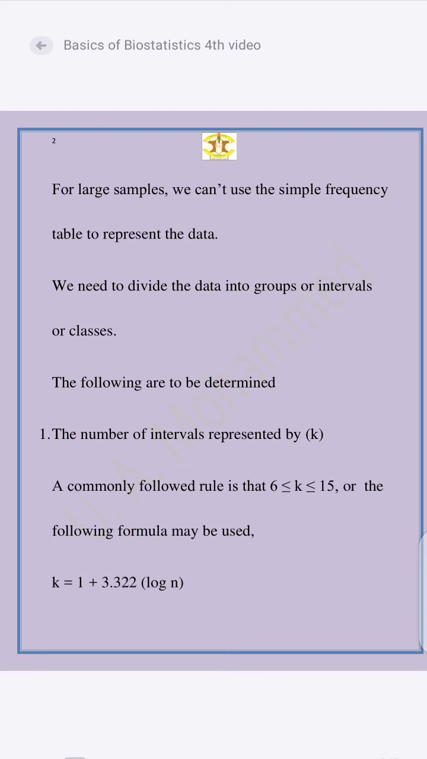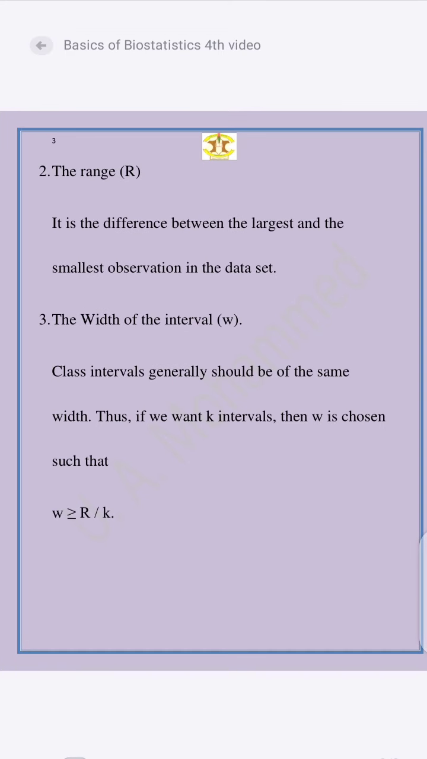The number of intervals, represented by k, and there is a commonly followed rule, which is 6 ≤ k ≤ 15, or you just apply the formula. The formula is k = 1 + 3.322 log n, where n is the number of observations. We also need to calculate the range, which is the difference between the largest and the smallest observation. We need to calculate the width of the interval, represented by W.